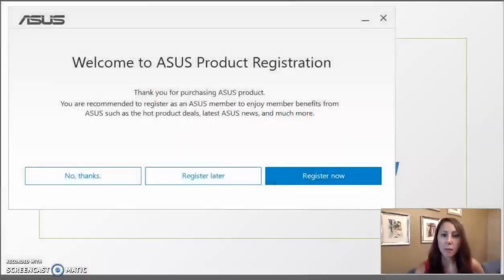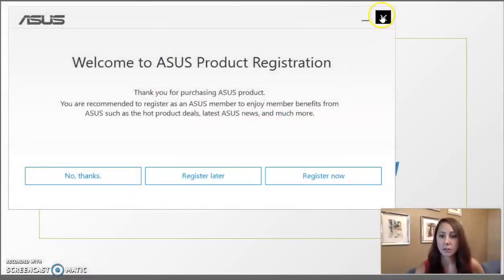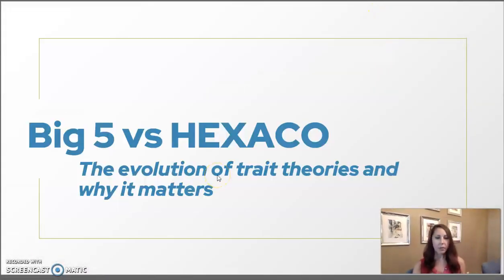So we are going to pull up our slides. Okay, so the Big Five versus the HEXACO. So the evolution of the trait theories and why this matters.